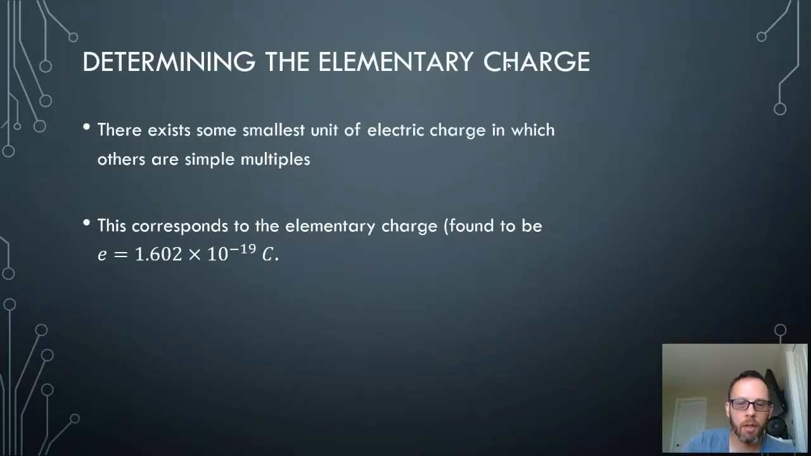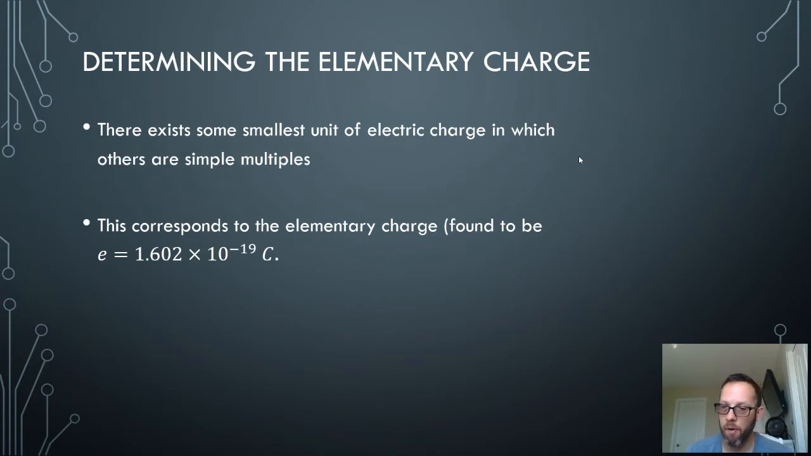So let's get started. The driving factor behind trying to find the elementary charge was the idea that there exists some smallest unit of electric charge, of which others are simple multiples. Scientists like Robert Millikan had an idea that charge can't be divided up infinitesimally small. There were building blocks of charge, and you could only have charge in certain amounts. There was a smallest unit of charge, and they wanted to find it.